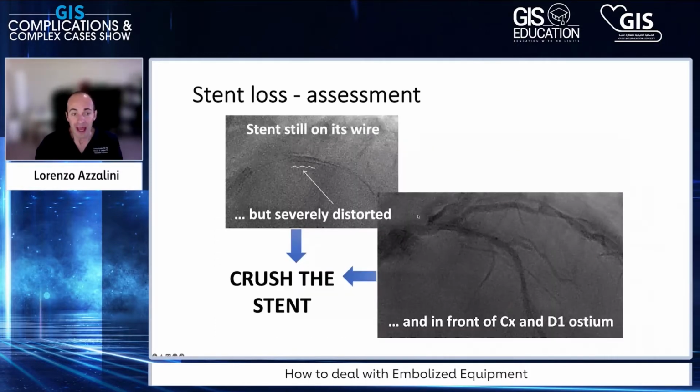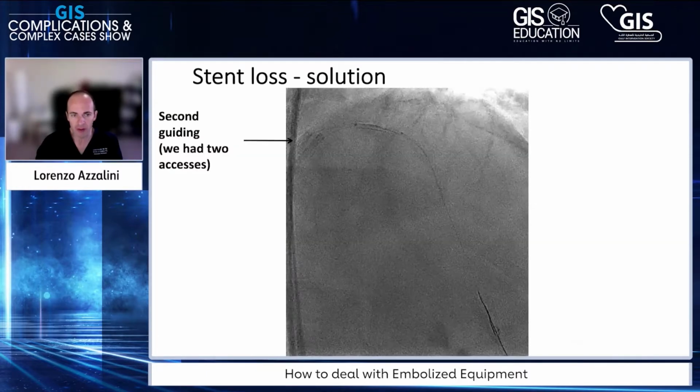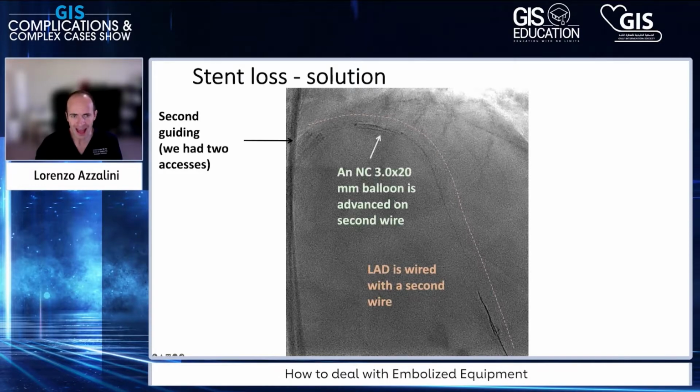So the stent, we had wire control through the stent, but the problem was that the stent was deformed and in front of the circumflex and diagonal ostium, so it could not be deployed there. So we decided to crush it. We advanced a second guide. It was a CTO, so we already had a second axis. We rewired the vessel with a second wire through the second guide and advanced an adequately sized NC balloon onto the second wire to crush the stent.